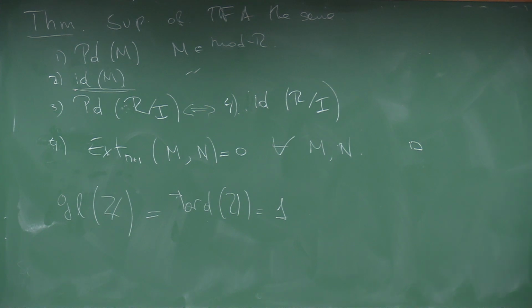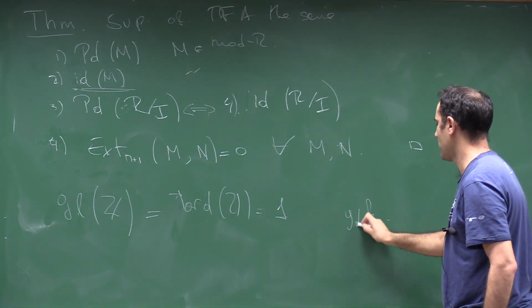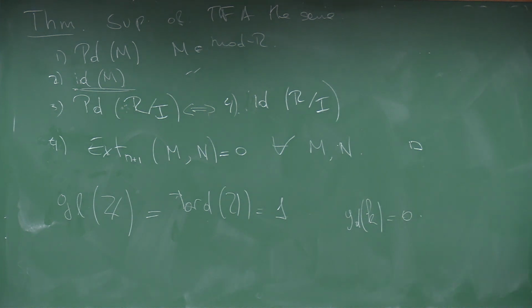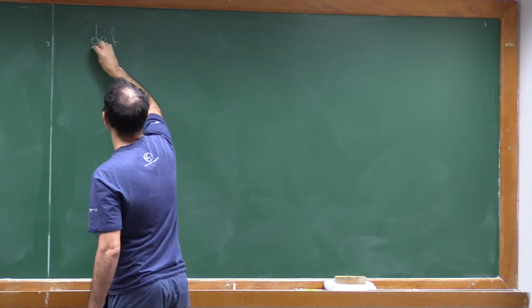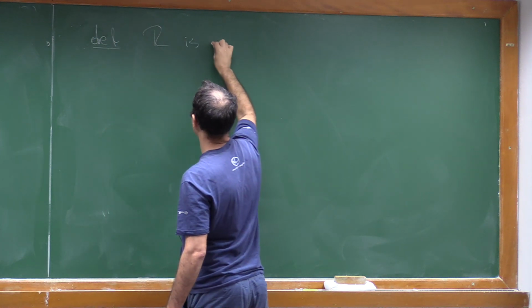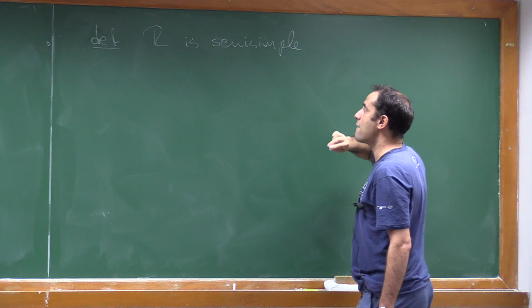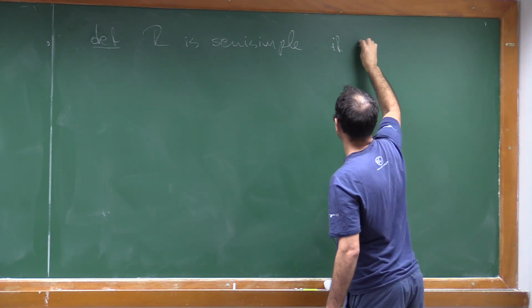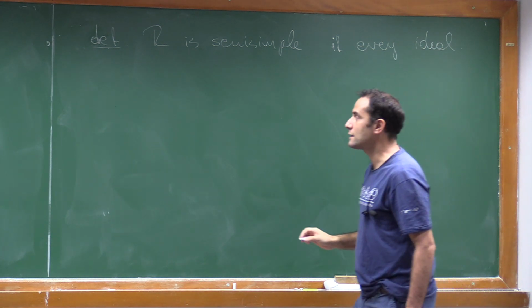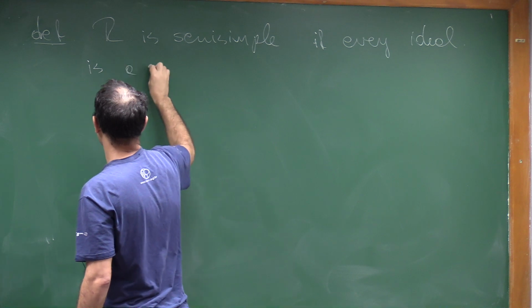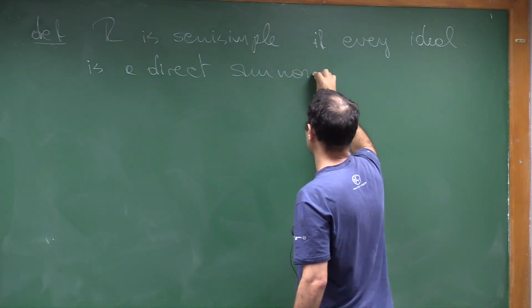I've told you that for a field, this was 0. The global dimension of a field is 0. So, definition: a ring R is semi-simple if every ideal is a direct summand of R.